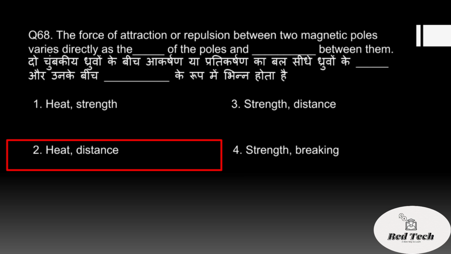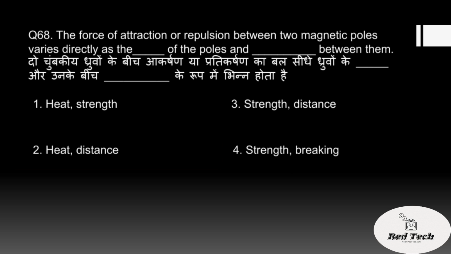Question number 68. The force of attraction or repulsion between two magnetic poles varies directly as the what of the poles and what between them? Options are: option 1 is heat and strength, option 2 is heat and distance, option 3 is strength and distance, and option 4 is strength and breaking. So the right answer is strength, which is the force of attraction or repulsion between two poles, and distance between them. So the right answer is option number 3, strength and distance.